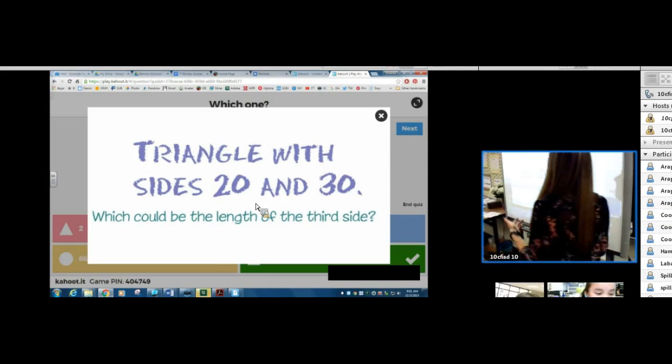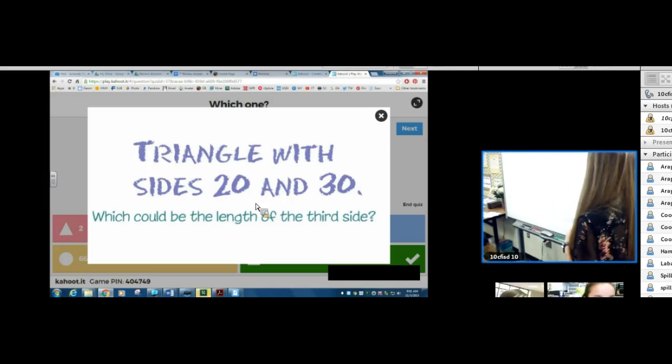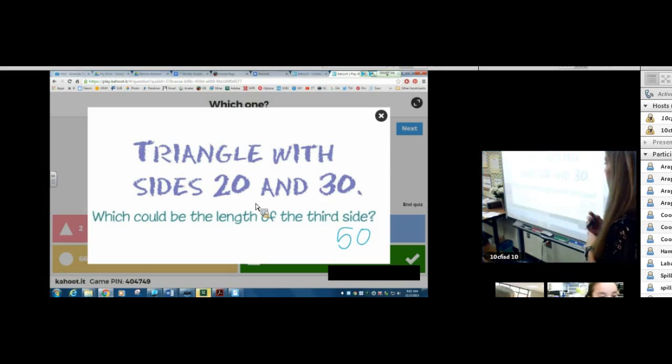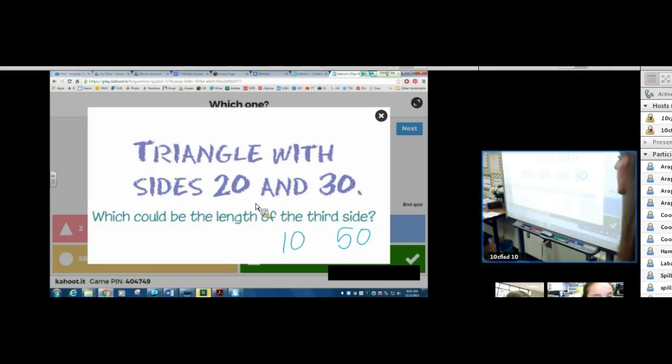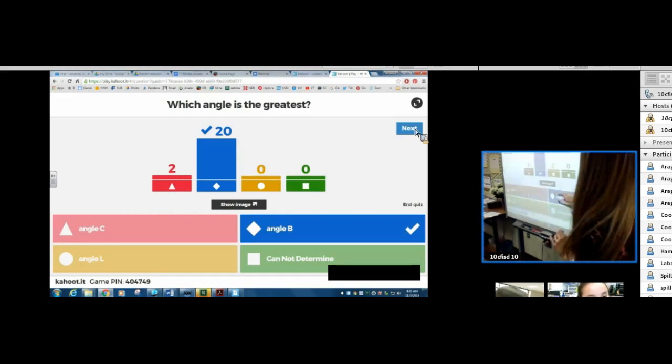All right, so now our triangle has sides 20 and 30. We add them together, and so the maximum our third side could be is 50, and the minimum our third side could be is 10. So that's a pretty big range. The side could be anywhere greater than 10 and less than 50. All right, most of us got this one right.